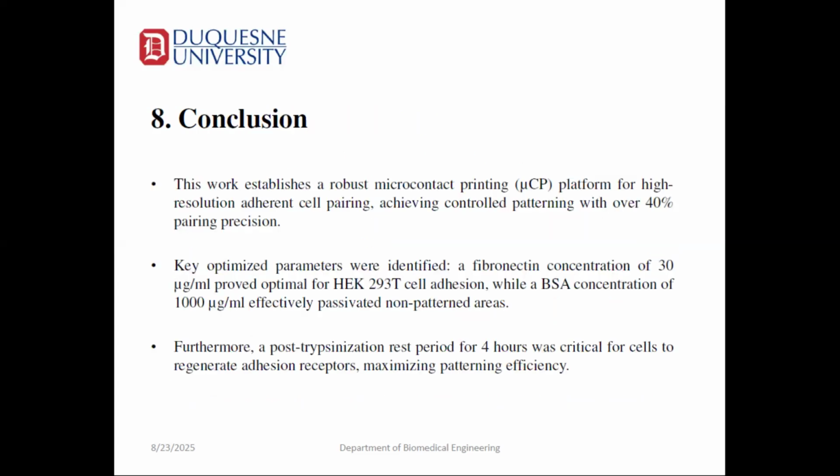To conclude, this work establishes a robust microcontact printing platform for high-resolution adherent cell pairing, achieving controlled patterning with over 40% pairing precision. Key optimized parameters were identified. A fibronectin concentration of 30 microgram per ml proved optimal for HEK293T cells, while a BSA concentration of 1000 microgram per ml effectively passivated non-pattern areas. Furthermore, a post-trypsinization rest period of 4 hours was critical for cells to regenerate adhesion receptors, maximizing patterning efficiency.